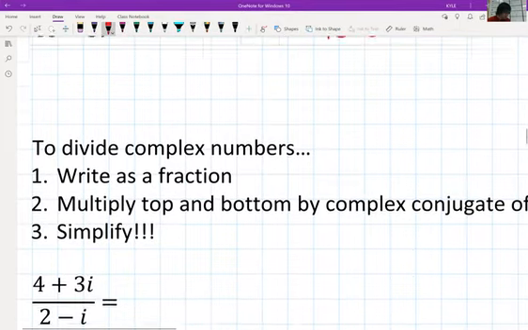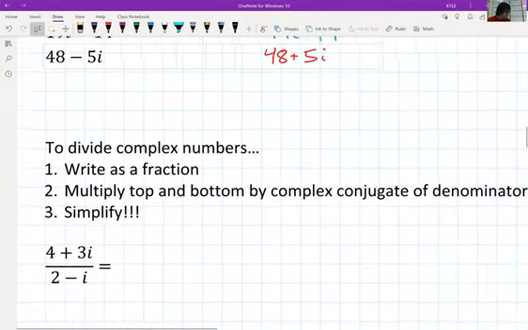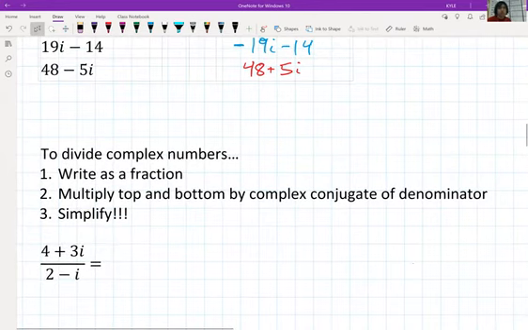How does that help us? Because to divide complex numbers, we write them as a fraction if they're not already written that way. And we're going to multiply the top and bottom by the complex conjugate of the denominator. And then we're going to simplify. And you're going to see what this does, how this solves the issue of having complex numbers on the bottom.